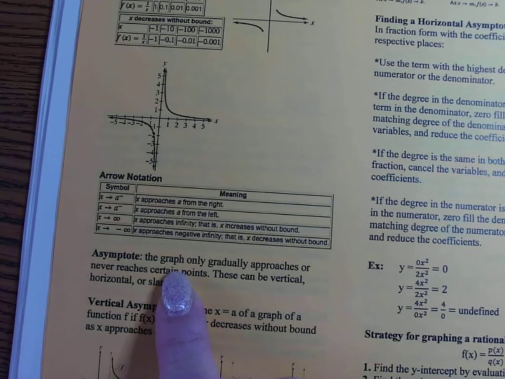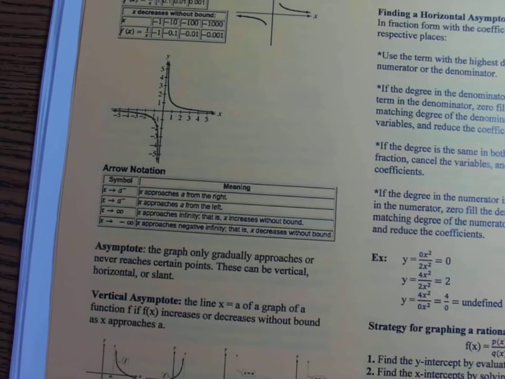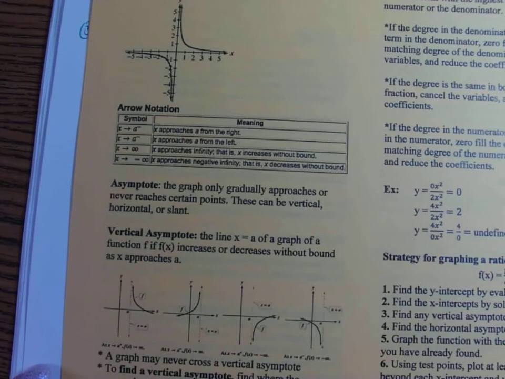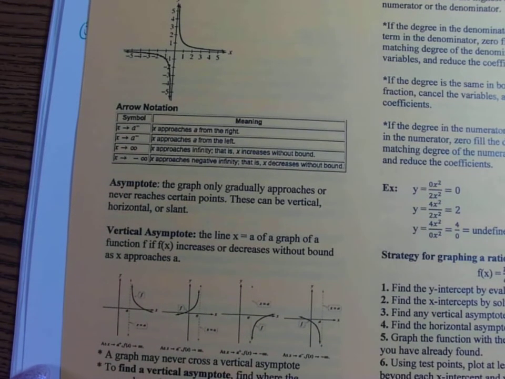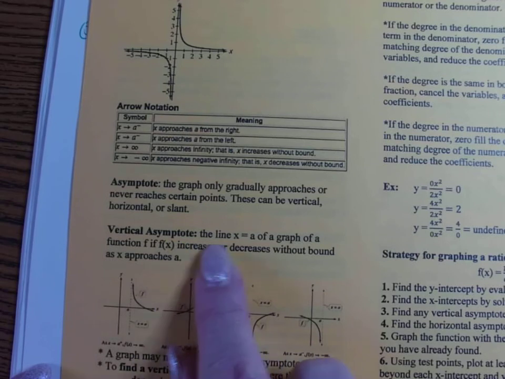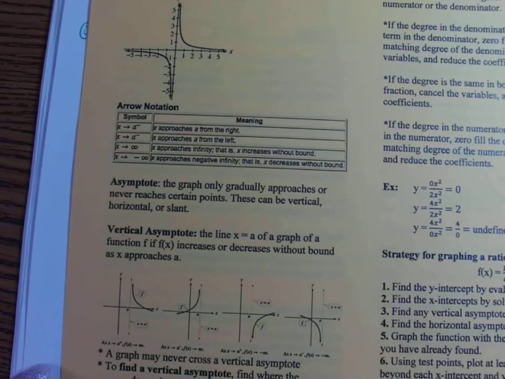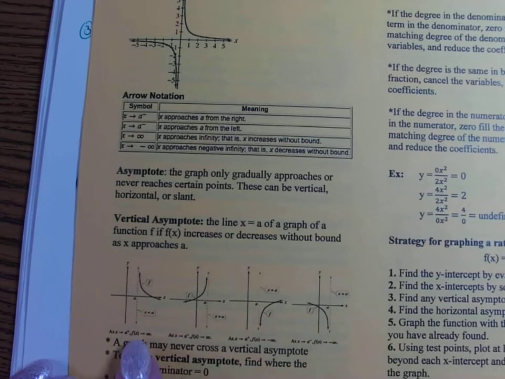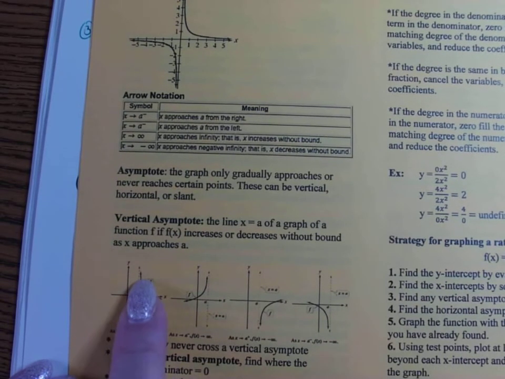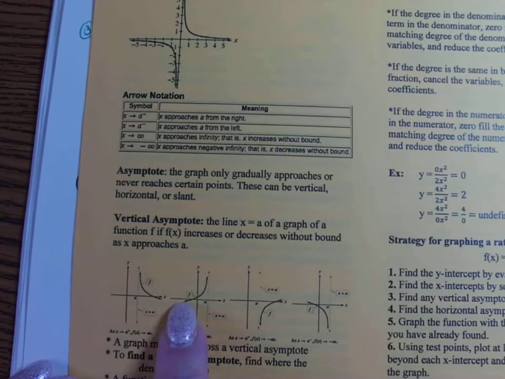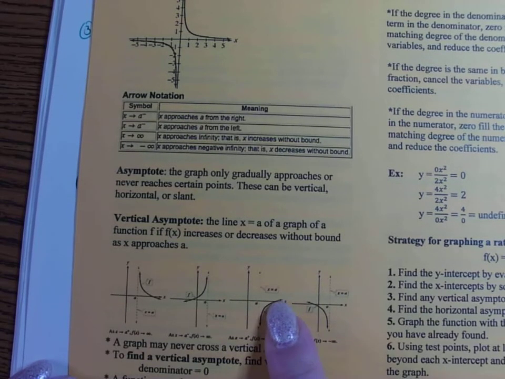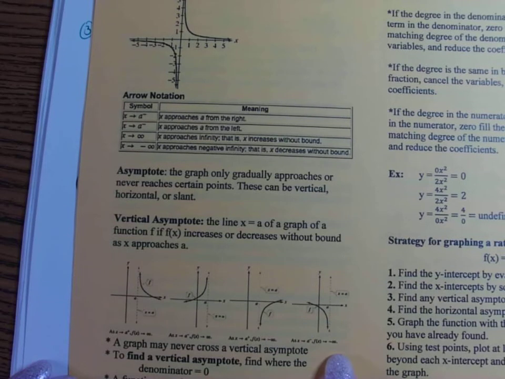So an asymptote is where the graph only gradually approaches or never reaches certain points. They can be vertical, horizontal, or slant. In this class, we're only going to learn about vertical and horizontal. The line x equal to a is a vertical asymptote of the graph of a function if the function increases or decreases without bound, which just means it keeps going on to infinity as x approaches that value of a. So here's an a. That's where we've got an asymptote going. It's going to keep on increasing. It can also do it from this side. It can come in from this way, and it can come in from this way.